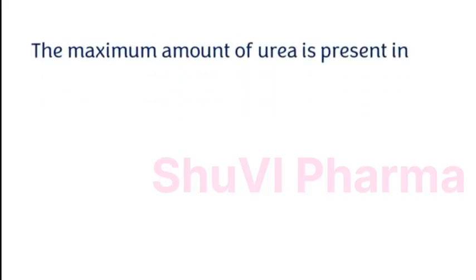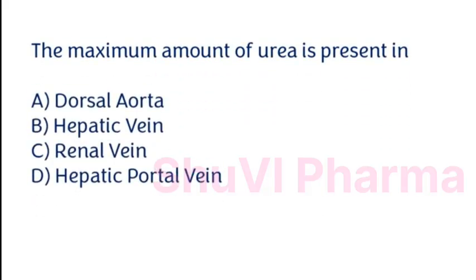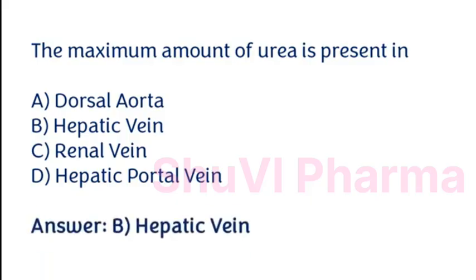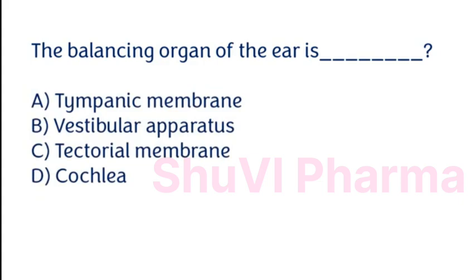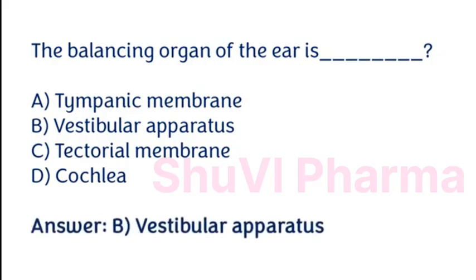The maximum amount of urea is present in dorsal aorta, hepatic vein, renal vein, hepatic portal vein. The correct answer is option B. The maximum amount of urea is present in hepatic vein. The balancing organ of the ear is tympanic membrane, vestibular apparatus, tectorial membrane, cochlea. The correct answer is option B. The balancing organ of the ear is vestibular apparatus.